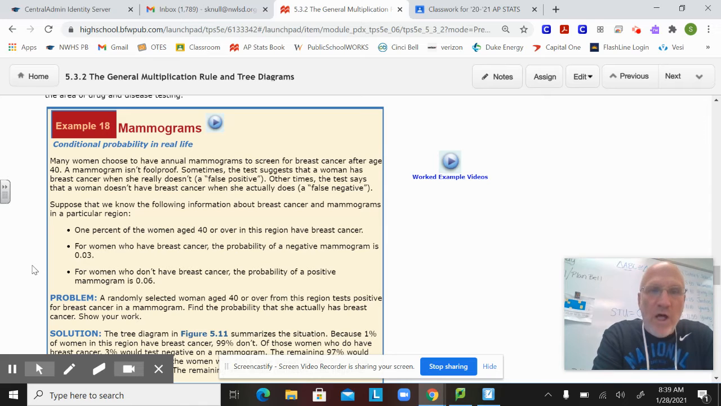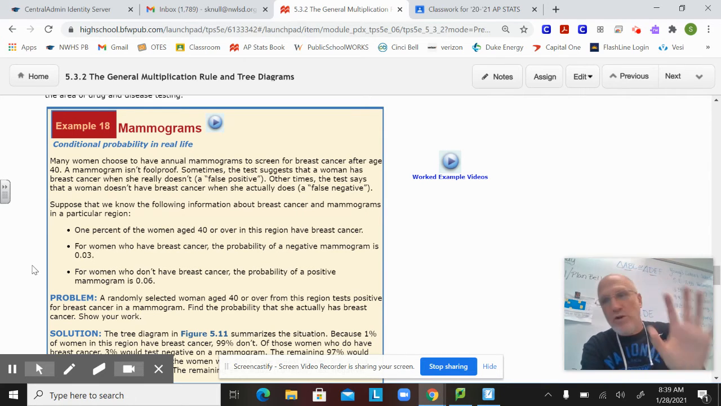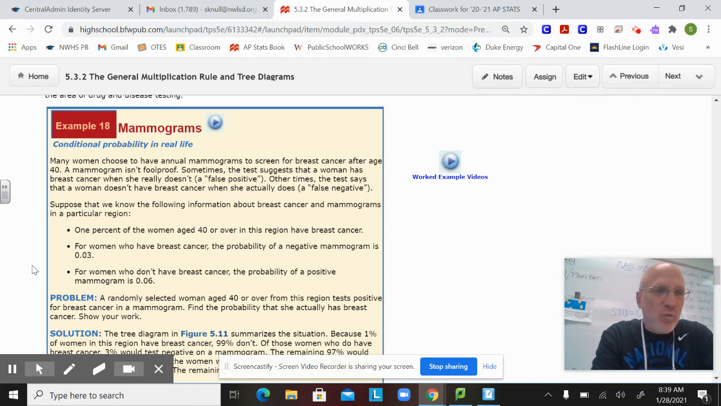Suppose that we know the following information about breast cancer and mammograms in a particular region. So we've got 3 bullet points here. And I'm claiming that we're going to turn these 3 bullet points into a tree diagram. First one says 1% of the women age 40 and over have breast cancer. Let's stop with that one. We know that 1% have breast cancer, which clearly means that 99% don't.